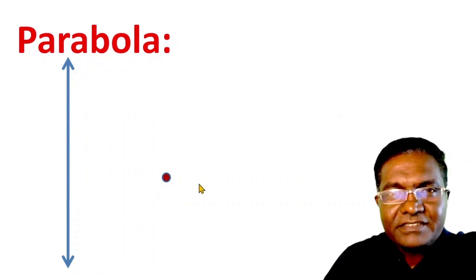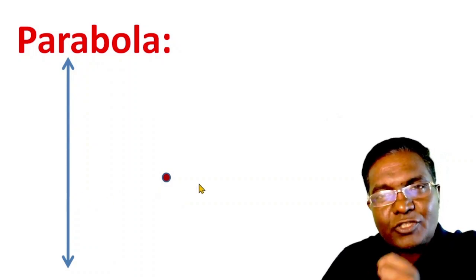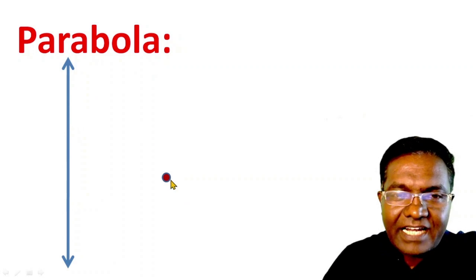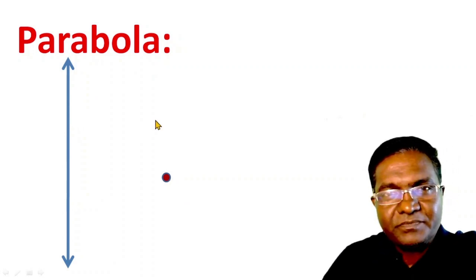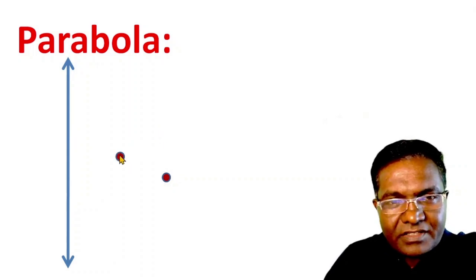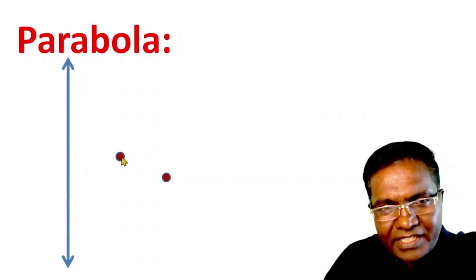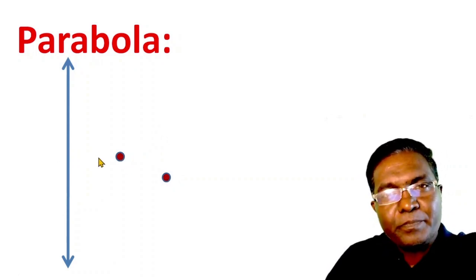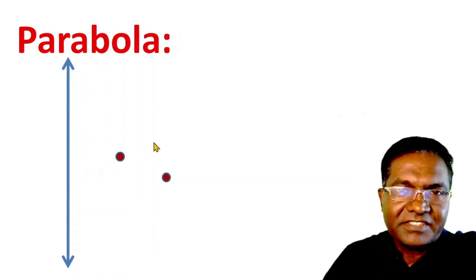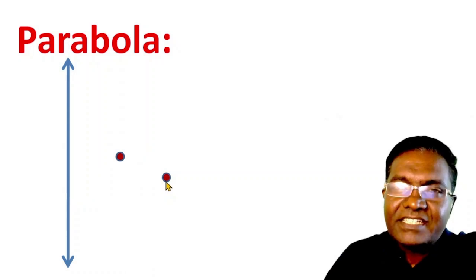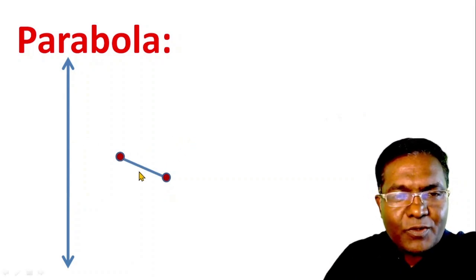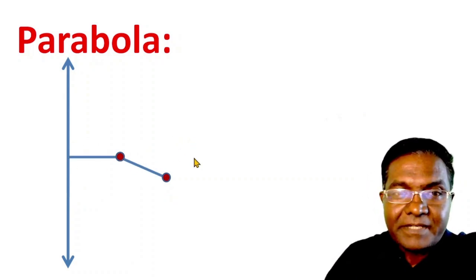Keeping these two in mind, we will set a geometrical condition, which means the distance of the point from the line and from the point has to be the same. Got it? If you take a point here, the distance of this point from this fixed point and the fixed line should be the same. So in such a way, you just go on plotting the points satisfying the condition, the distance from the point and from the line should be the same.